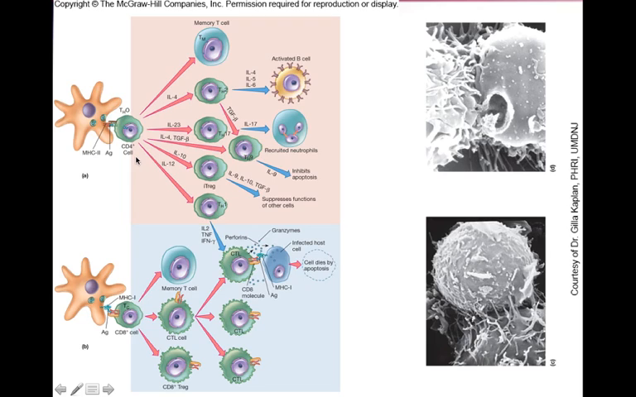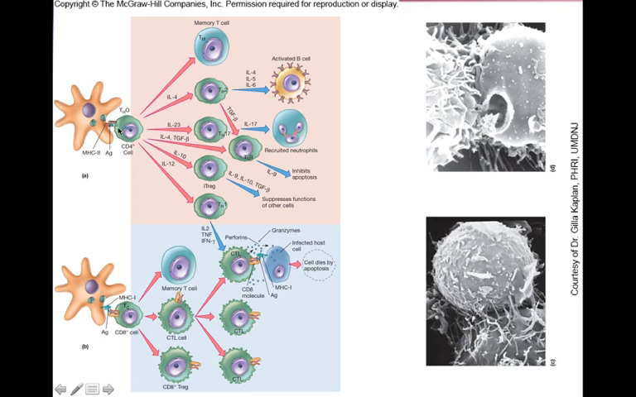If it's a pathogen that occurs in the periphery, so in the skin or different parts of the body, it'll go to a local draining lymph node to present what it's found.